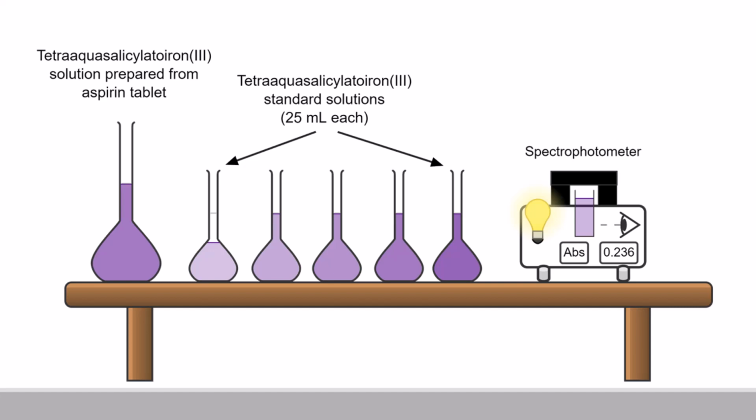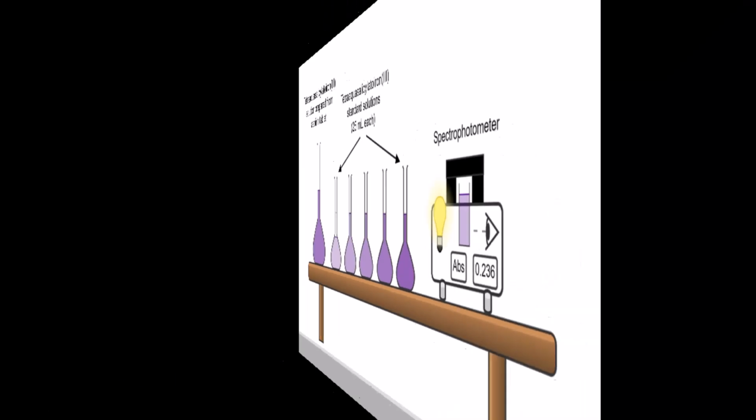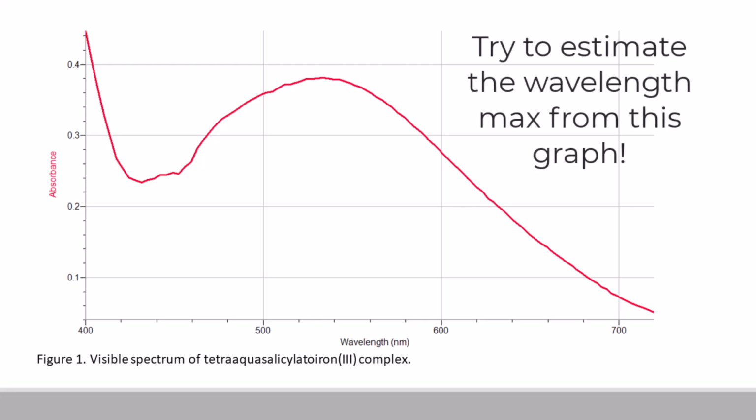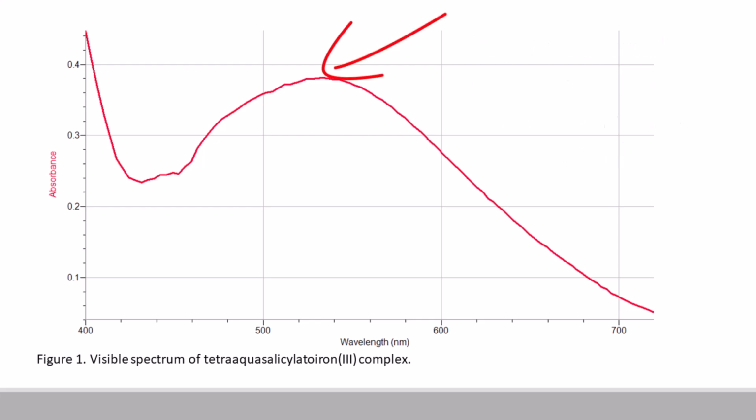In order to have the maximum change in absorbance with change in tetra-aqua salicylato iron(III) complex concentration, it is important to make the measurement at a visible wavelength where the complex absorbs as much light as possible. An absorbance versus wavelength plot for this complex has been generated previously and is shown here. Try to estimate the wavelength max by finding the wavelength on the x-axis that corresponds to the point of maximum absorbance, roughly in this region here.